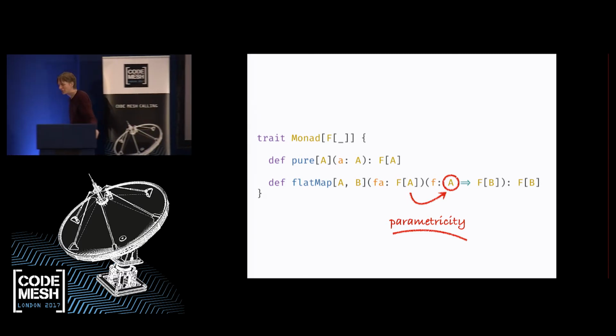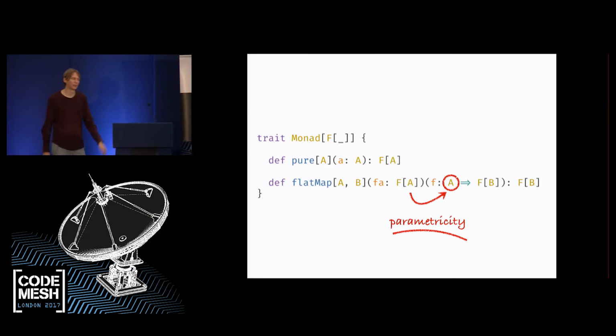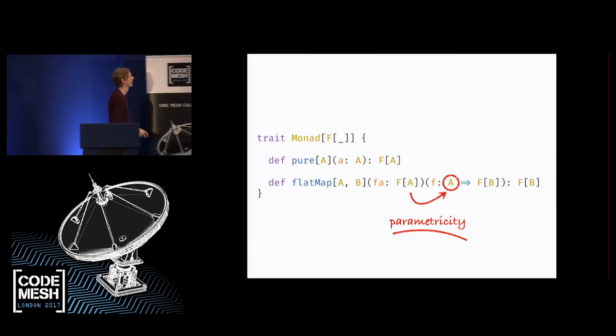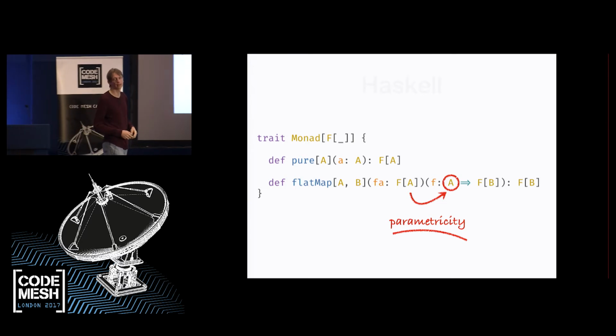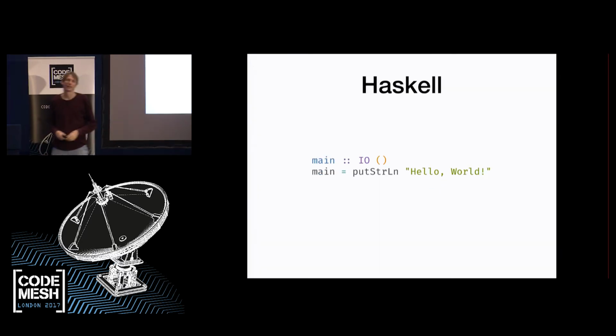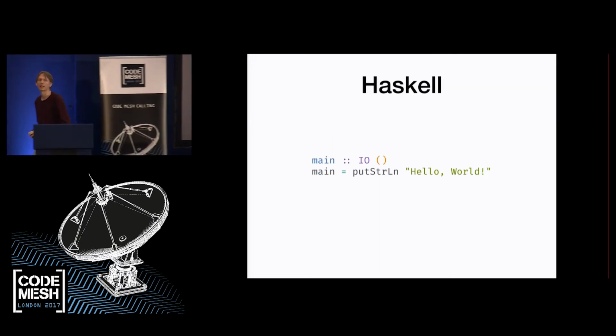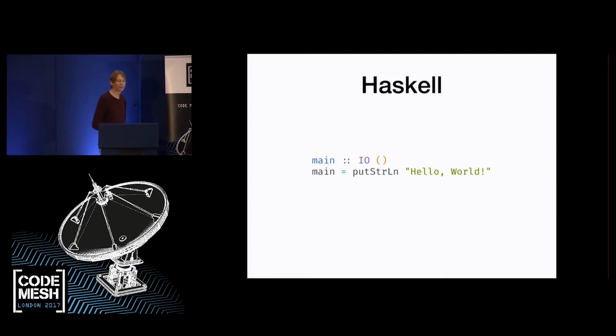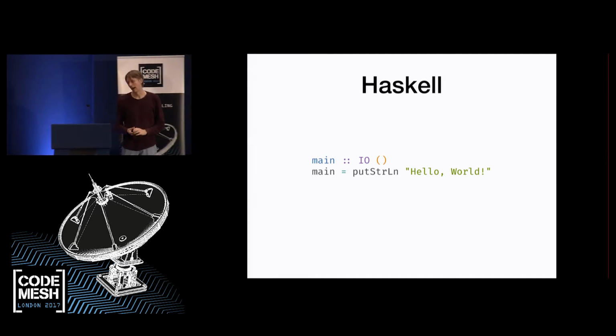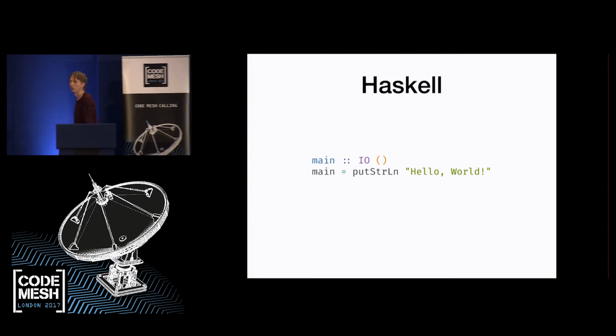What does this actually look like in languages? Because we're interested in what this is going to look like in Scala. Maybe we should look at what it looks like in Haskell. And it basically looks like this. Okay, so this is a trivial little Haskell program. We have a main function, which is of type IO of unit, and we just print line hello world.